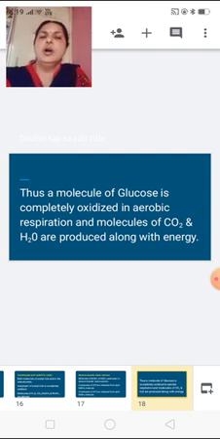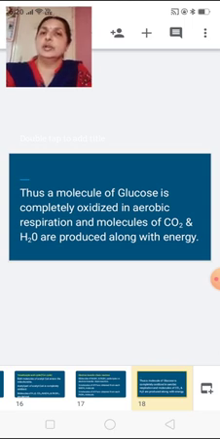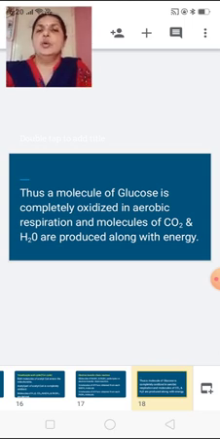So we saw how energy is produced in this process of glycolysis, the tricarboxylic acid cycle, also called the TCA or Krebs cycle. We will learn its names in detail later. And the third step, the electron transfer chain. At the end we get carbon dioxide, water, and energy in the form of ATP. Children, hope you have understood.